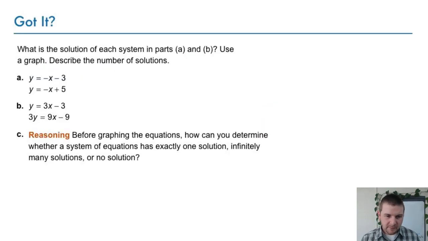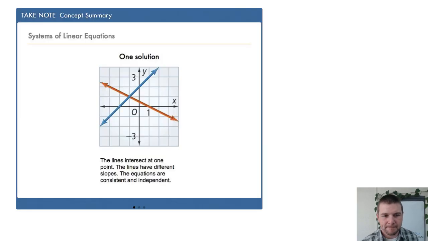Your turn. What is the solution of each system in parts A and B? Use a graph. Describe the number of solutions. System A, System B, and part C is a reasoning item. Before graphing the equations, how can you determine whether a system of equations has exactly one solution, infinitely many solutions, or no solution? And a three-part concept summary to finish up the lesson.